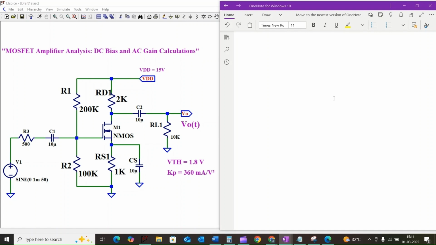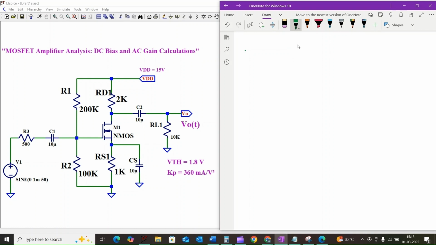Today we are going to discuss the common source MOSFET amplifier. We have an N-channel enhancement MOSFET and we are going to talk about DC analysis to confirm the operating region, and also the AC analysis to calculate the voltage gain.